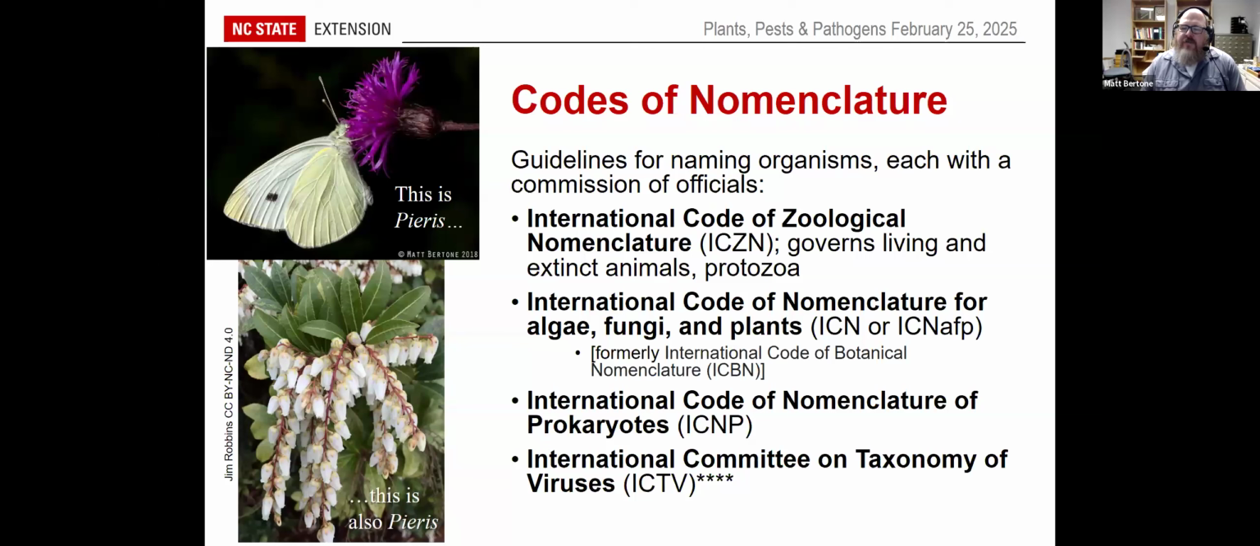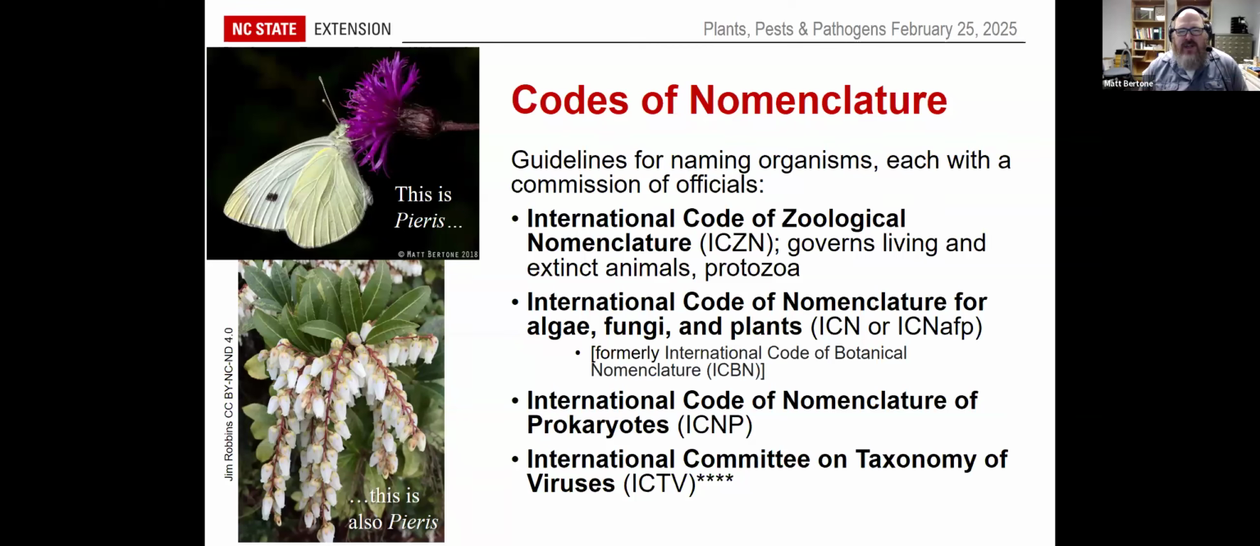There's the International Code of Nomenclature for Algae, Fungi, and Plants, formerly the International Code of Botanical Nomenclature; the International Code of Nomenclature of Prokaryotes, so that's bacterial names; and then the International Committee on Taxonomy of Viruses, which Mike, when I'm done, if you want to give a little hint about, why that's this asterisk after it.